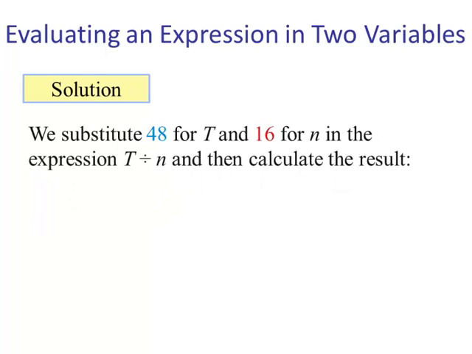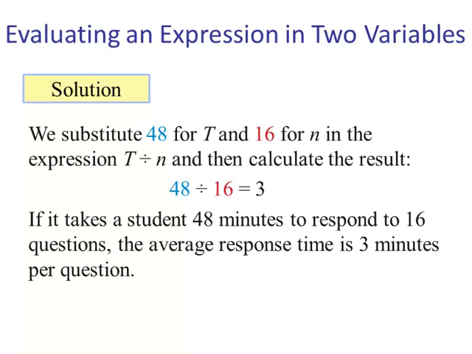If we substitute 48 for t and 16 for n in our expression t divided by n and calculate the result, we get 48 divided by 16, which is 3. So to interpret this, we would say it takes a student 48 minutes to respond to 16 questions. The average response time is 3 minutes per question.